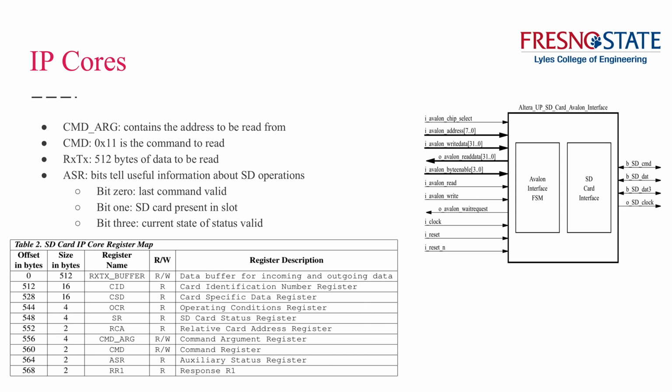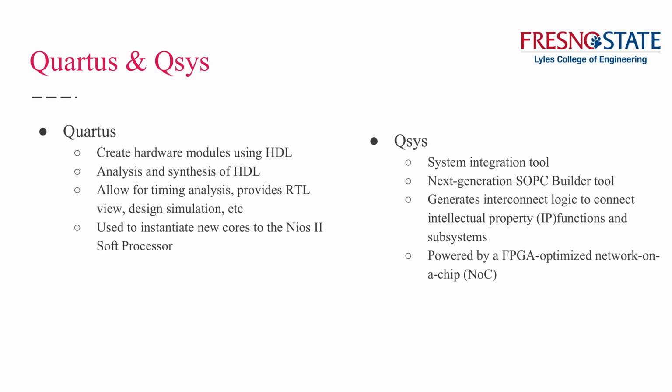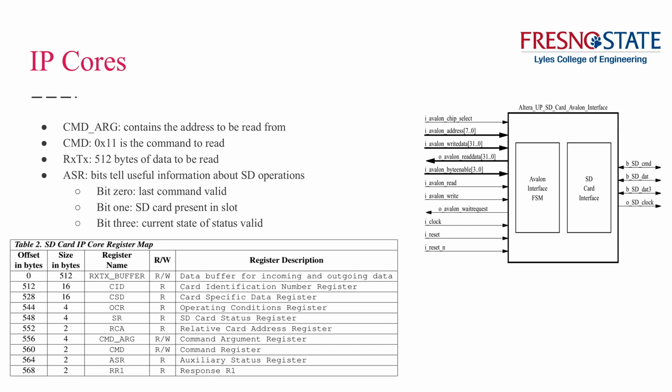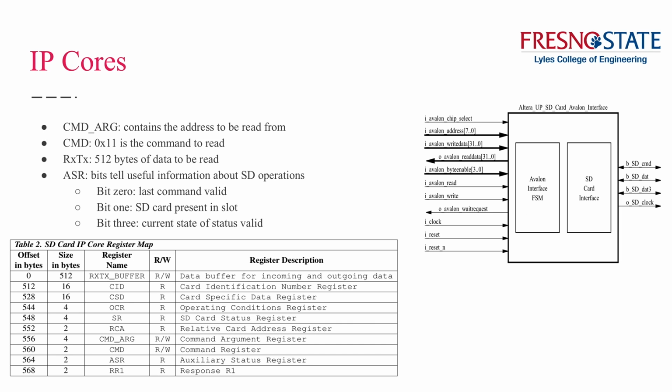One of the IP cores that was most important for me was the SD card interface IP core. It has several buffers and registers that are very important to learn how to use correctly. The first one is the CMD address register, which contains the address to be read from. You send the address of the block of data you want to read from or write to. The next one is the CMD register, where we place the value of the command you want to perform. In my case, it's 0x11.